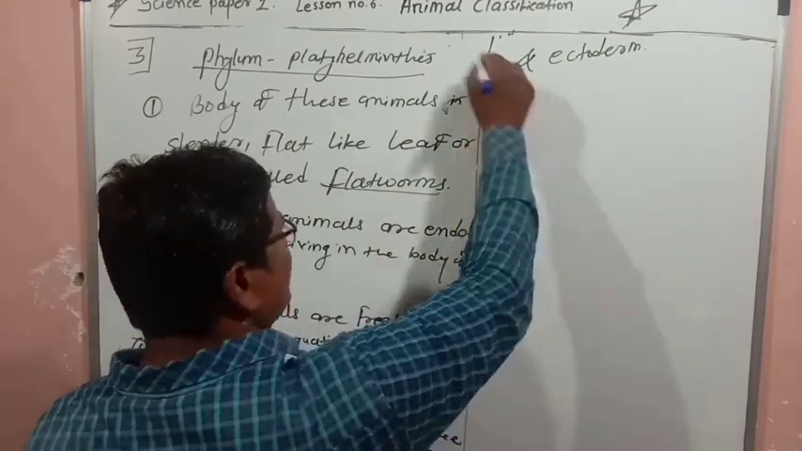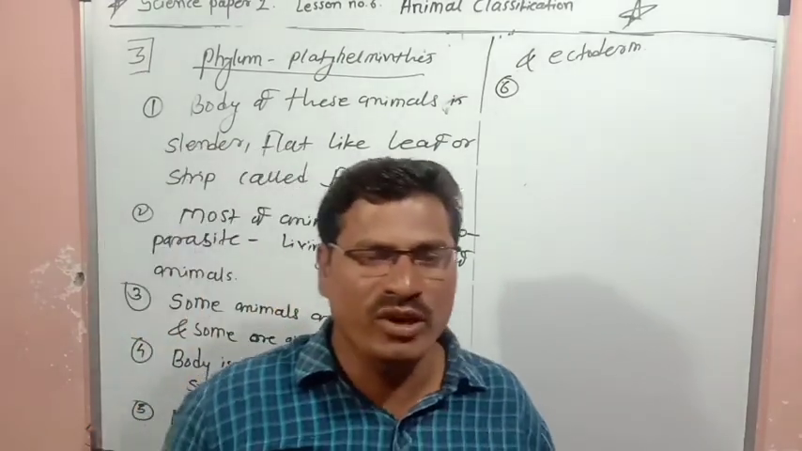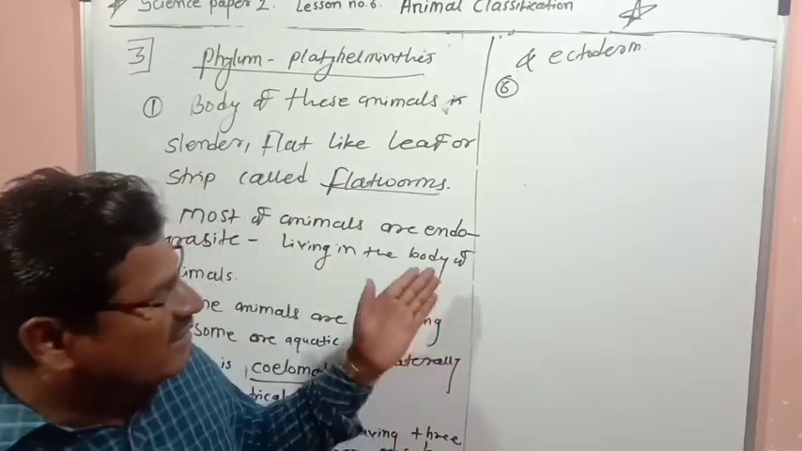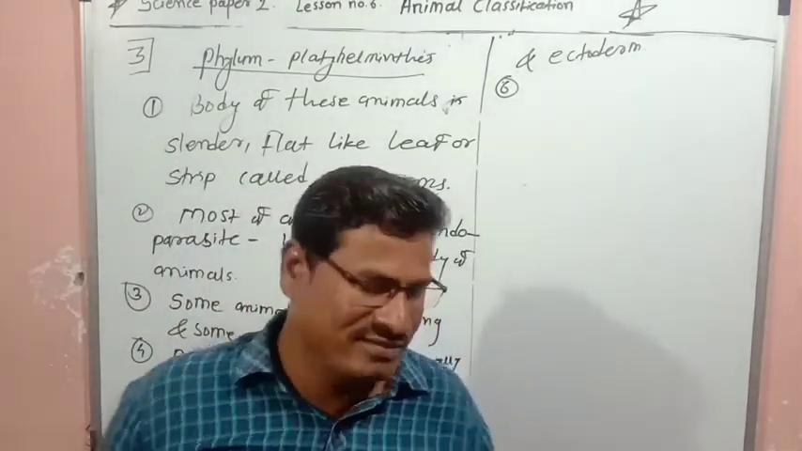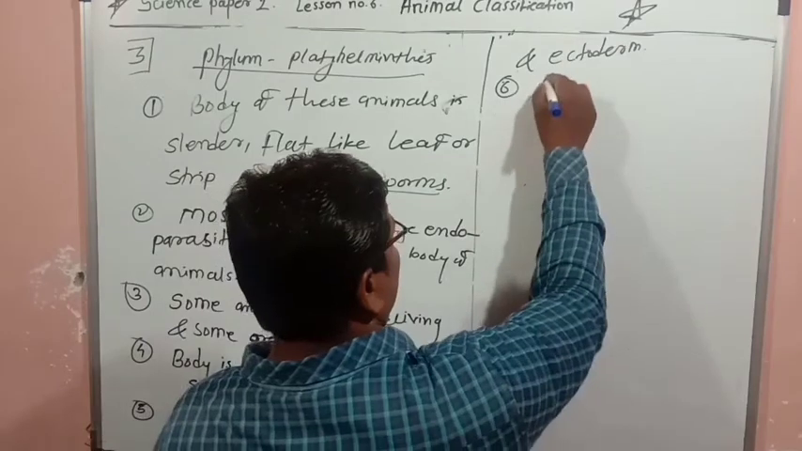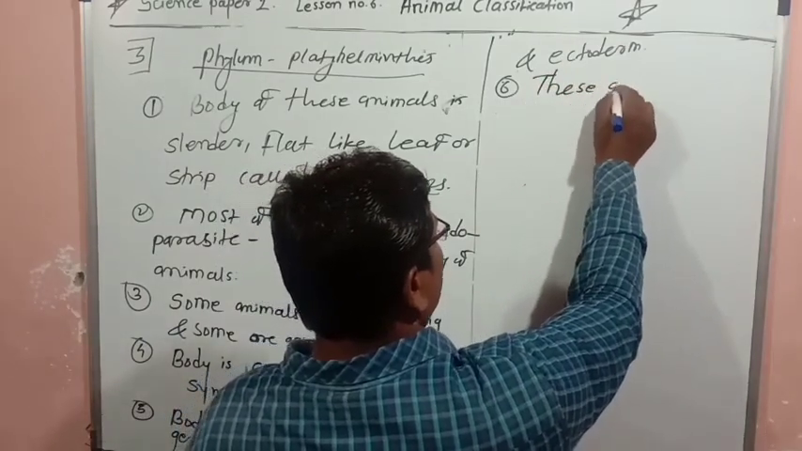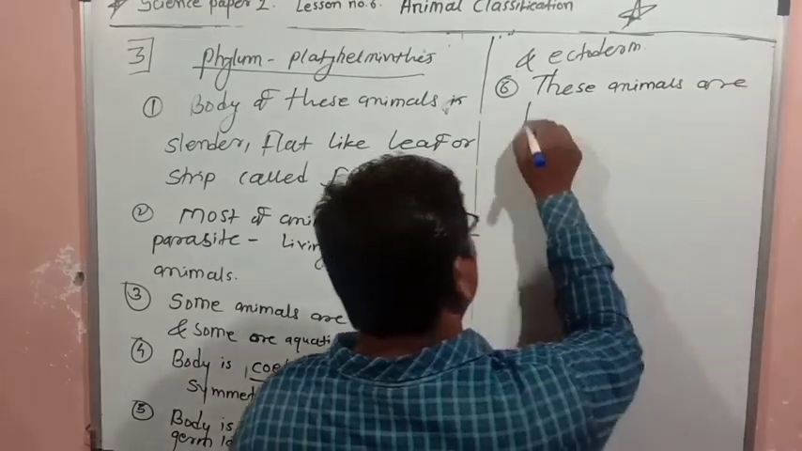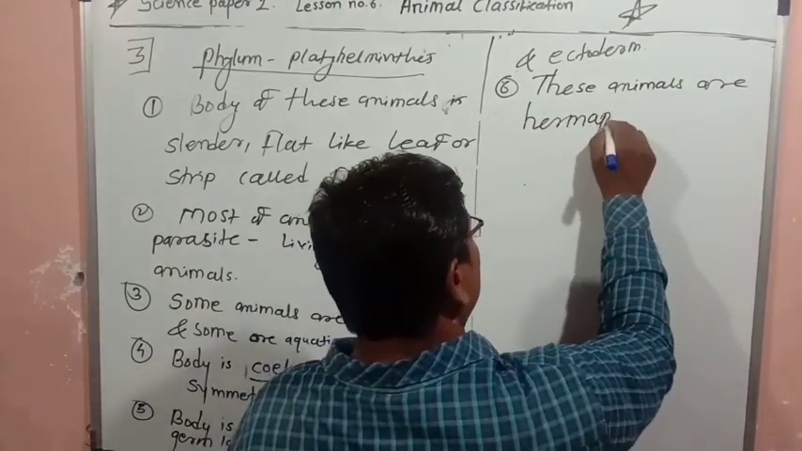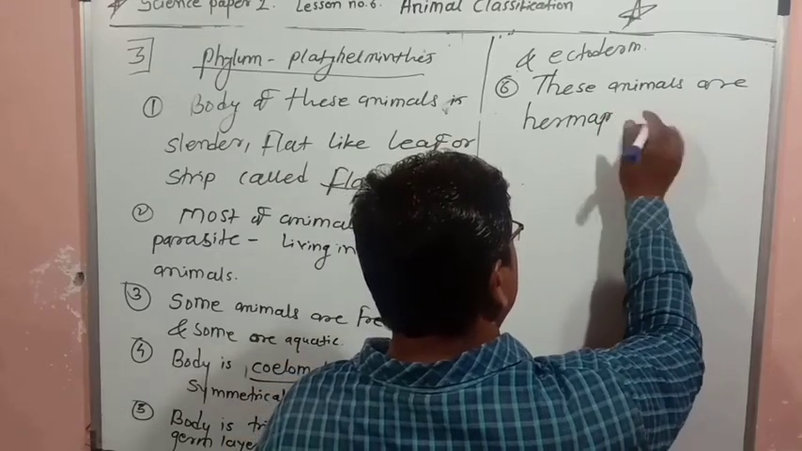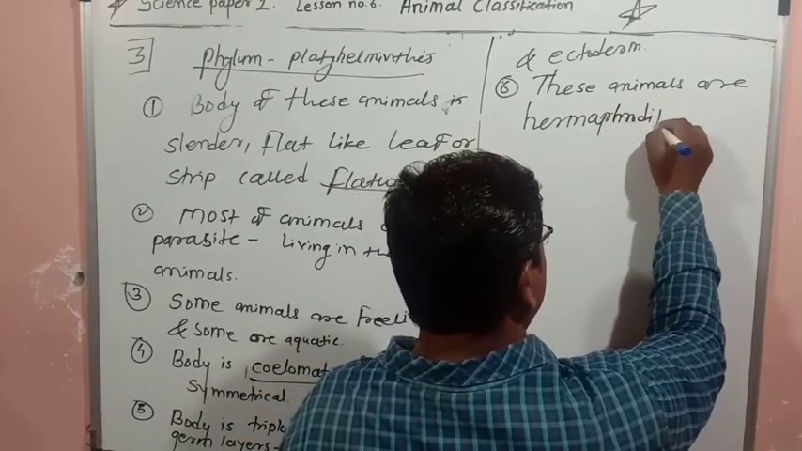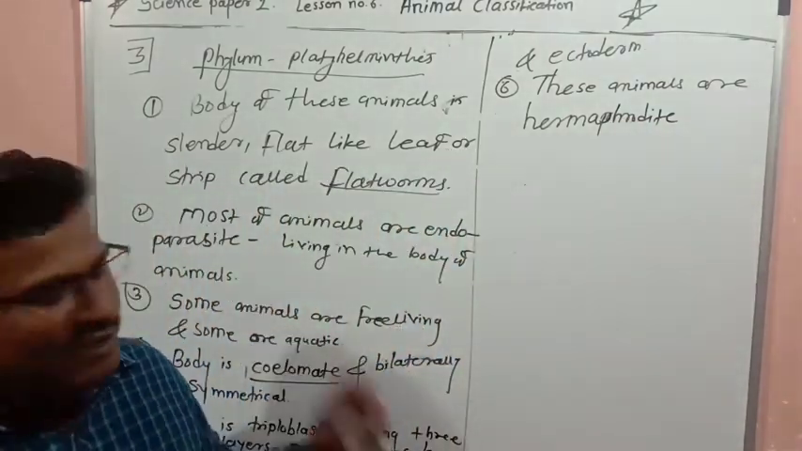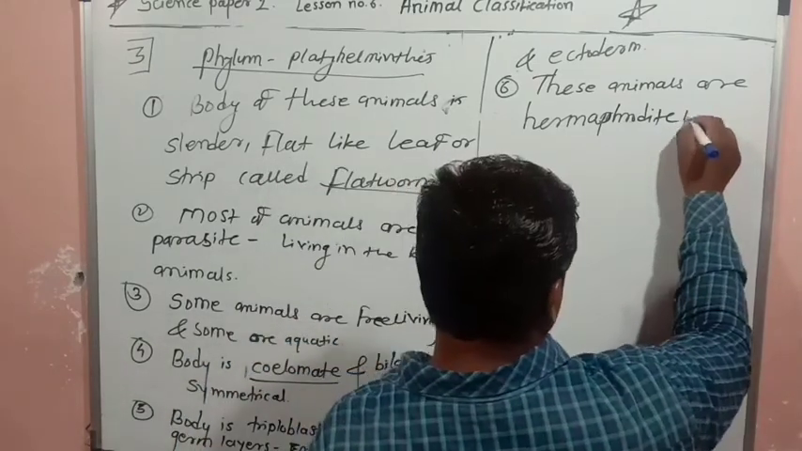Then the sixth point. In that sixth point, we are going to see another thing: these animals are hermaphrodite. Hermaphrodite, spelled H-E-R-M-A-P-H-R-O-D-I-T-E.